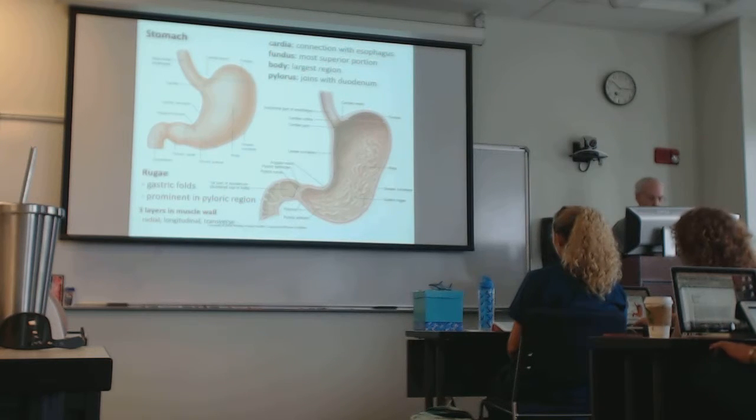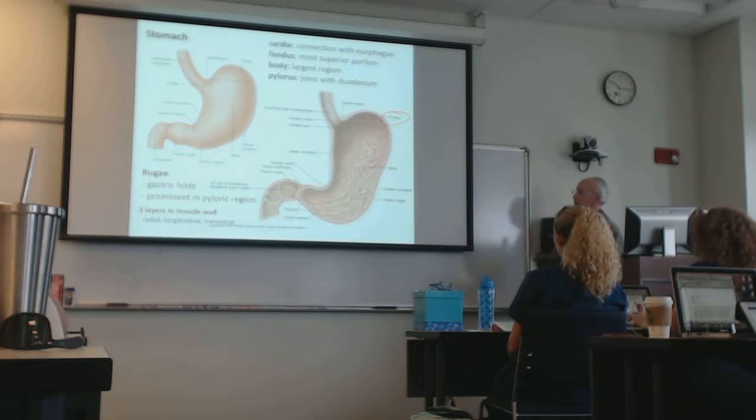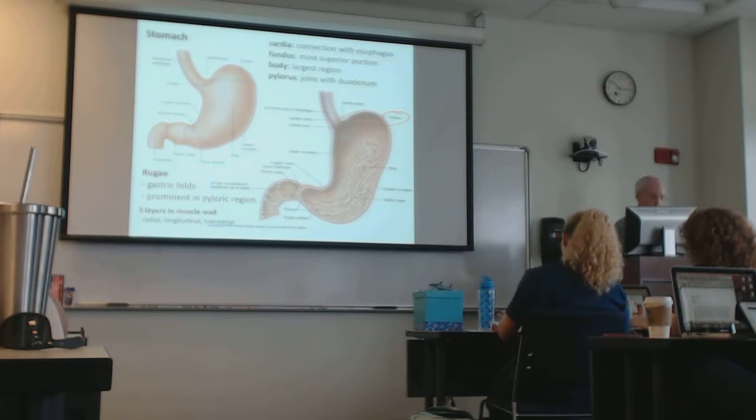So that's the cardiac region. The most superior portion of the stomach is called the fundus. And basically, everything superior to the esophagogastric junction is called the fundus. Most of the stomach consists of the body. You'll notice the interior of the body is characterized by the presence of these convolutions called rugae.